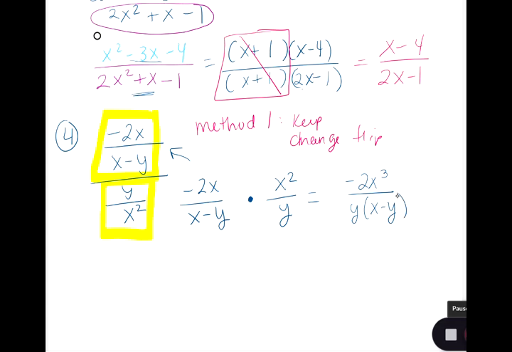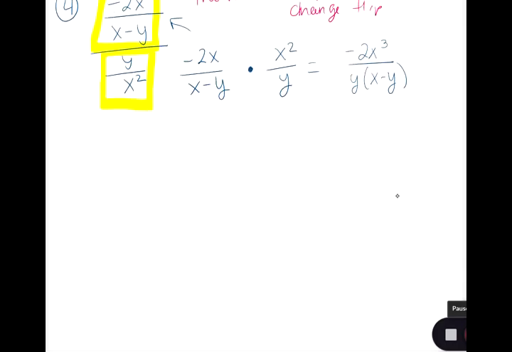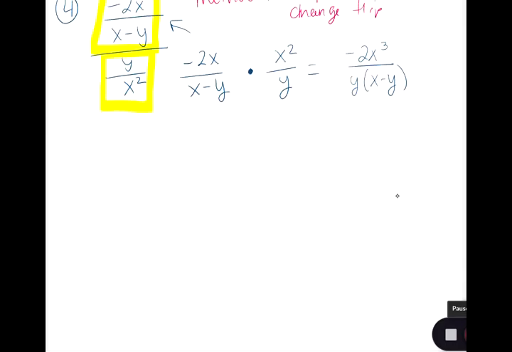You can do this one with method 2. You could do any of them with either of the methods. It's just sometimes one of the methods is easier than the other. So it will help you if you can get comfortable with both. If you find that you're making mistakes and you're mixing up the two, I would pick one method and just use that method all the time. But whatever works for you is what you should focus on. And this would be the answer here.